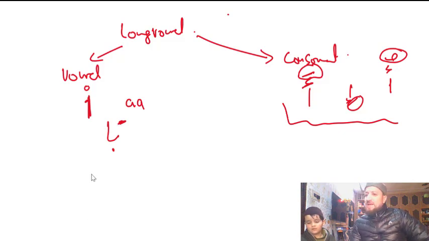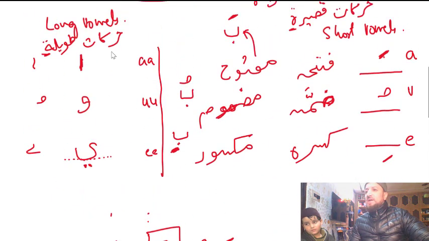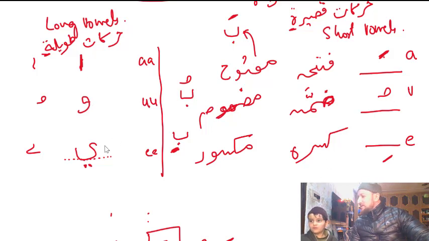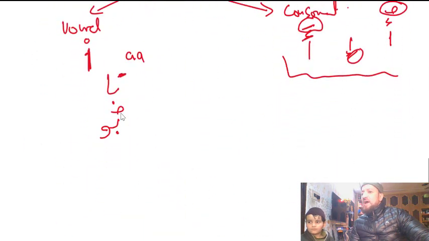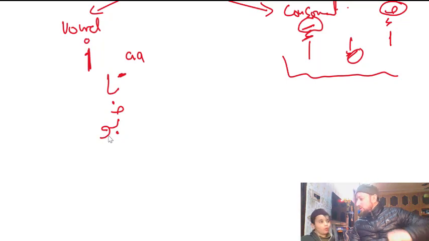Same is with the dhamma, or with the wow. So when we say wow, it becomes oo, but only if, for example, the preceding letter is ba and it has a dhamma on it. It should have the counterpart. As you can see here, wow is the counterpart of dhamma, and ya is the counterpart of kasra. So the preceding letter should have dhamma on it. Then it is pronounced as boo, with oo two times.